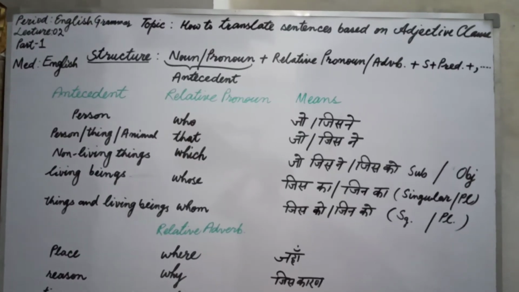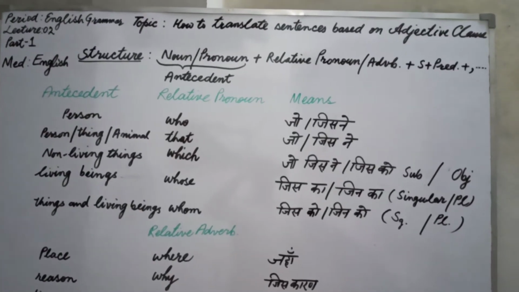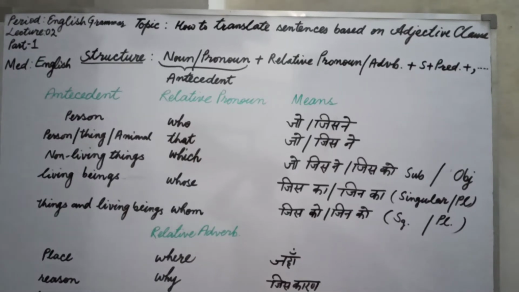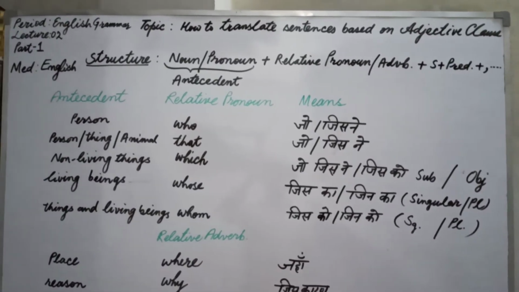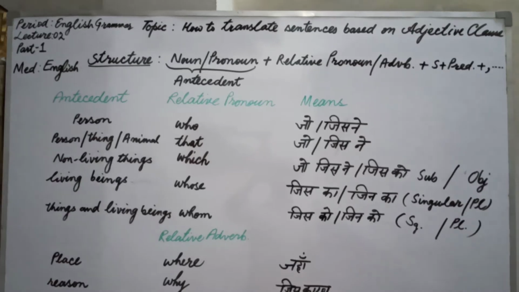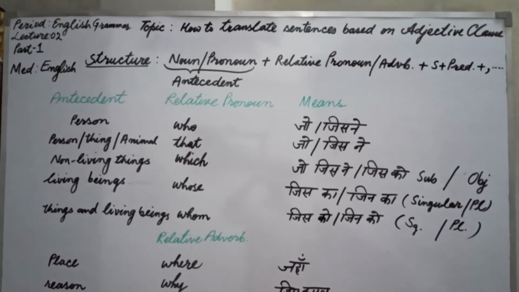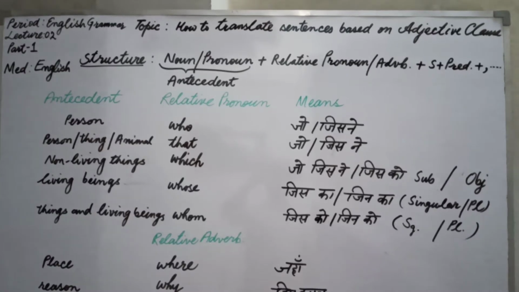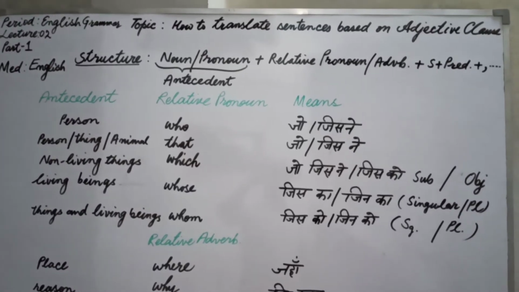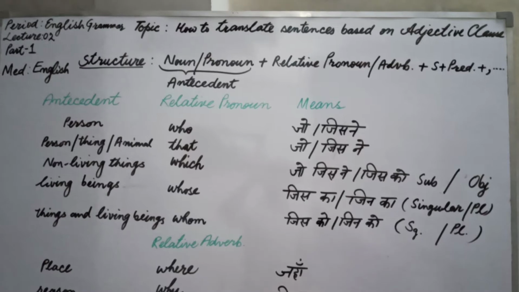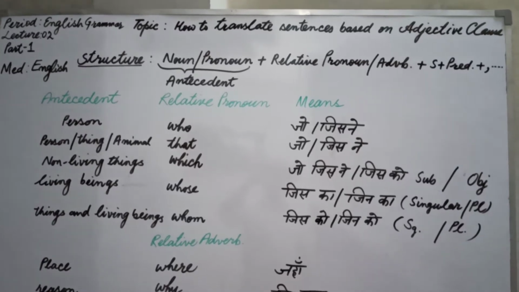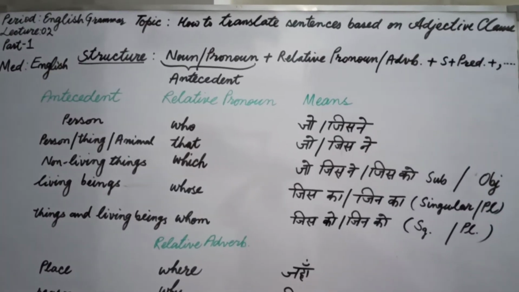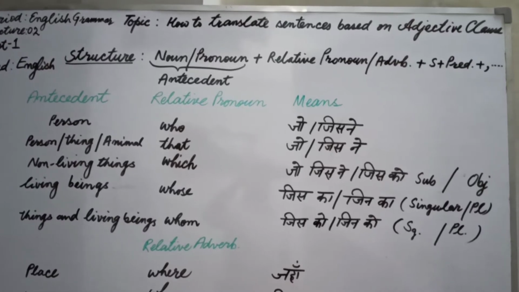Students, in lecture 2, based on adjective clause, we will come to know how to translate a sentence based on adjective clause from Hindi to English. In lecture 1, we came to know what an adjective clause is, and today we will come to know how we can translate a Hindi sentence into English. Before we learn this, we will have to go through the structure of an adjective clause.